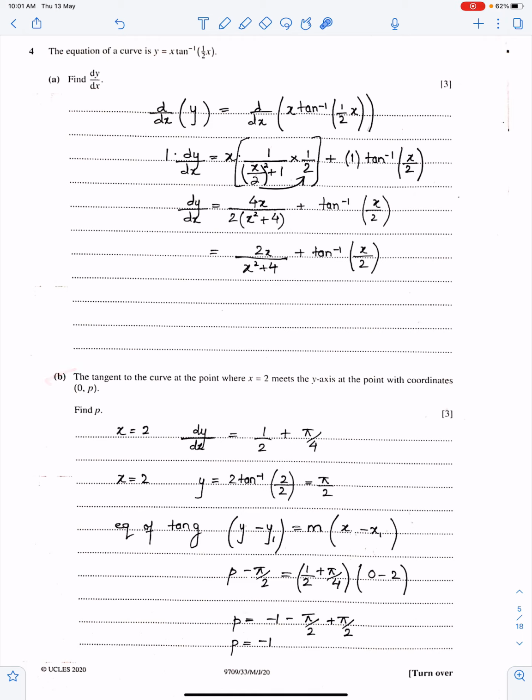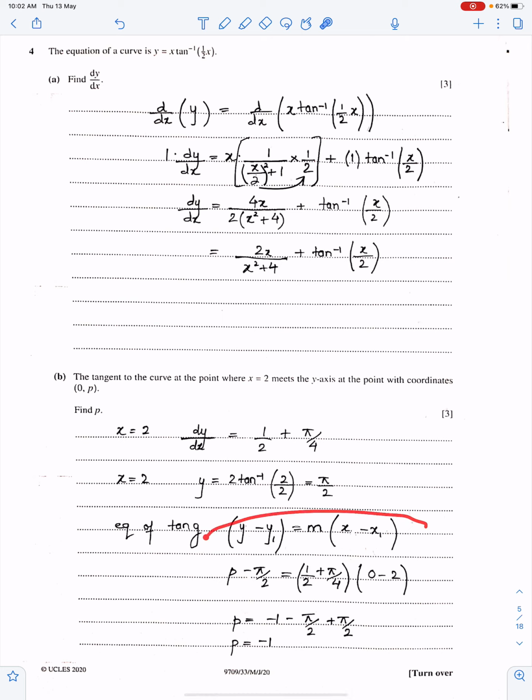Part B. The tangent to the curve at the point where x is 2 meets the y-axis at the point with coordinates (0, p). So first we need to find the equation of the tangent at x equals 2. First we need to put 2 here to get the y-coordinate. The y-coordinate at x equals 2 is pi by 2. And we need the gradient of this tangent as well at x equals 2. So by substituting 2 into this equation, we can get the gradient.